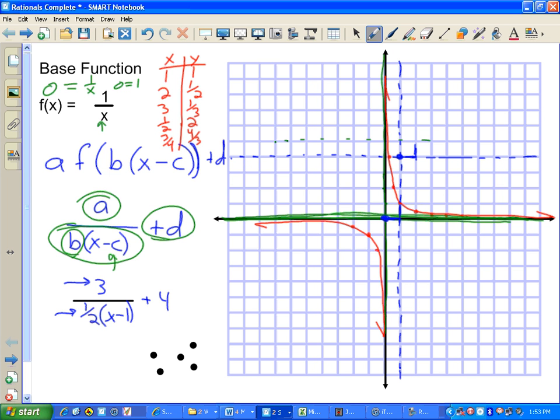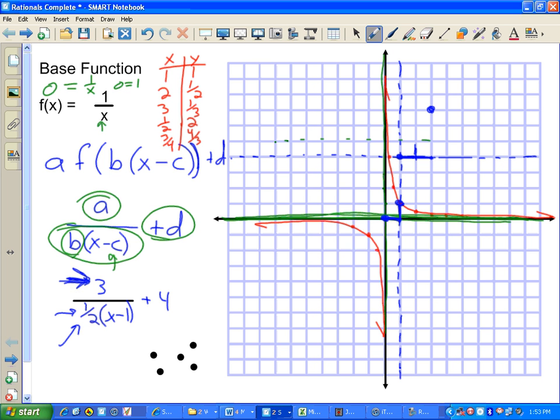So on my original graph, I'd go over 1, up 1 to get this first point. On my new graph, instead of going over 1, I'm going to go over twice that much, because remember, you do the opposite of this. So it's not really times 1/2, it's times 2. So instead of going over 1, I'm going to go over 2 spaces. So that'll put me here. And then I used to go up 1, but now I'm going to go up 3 times as much. So I'm going to go up 3. So I get this point.